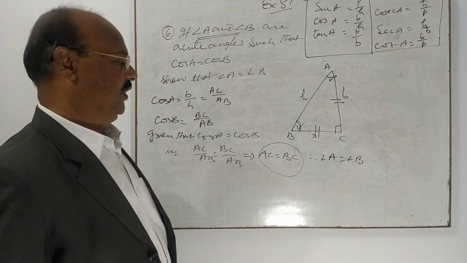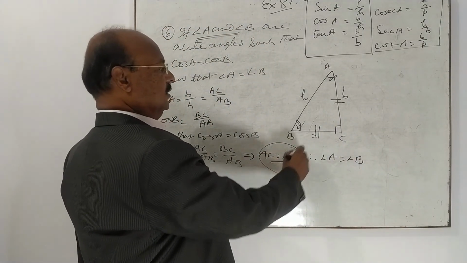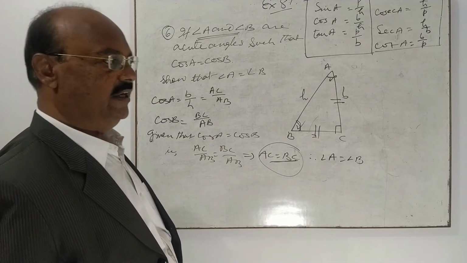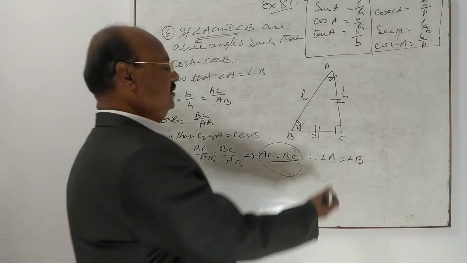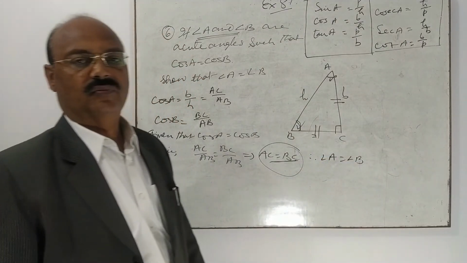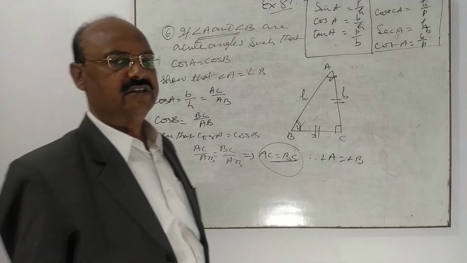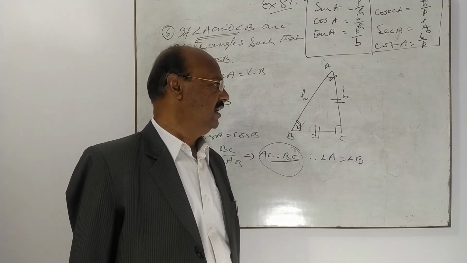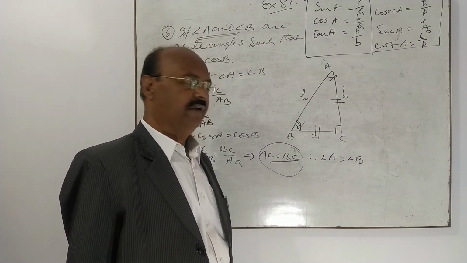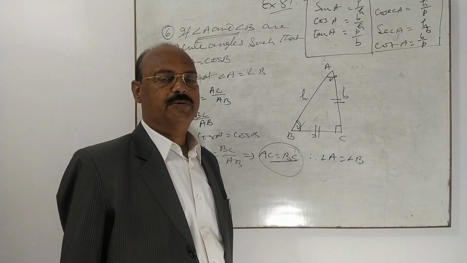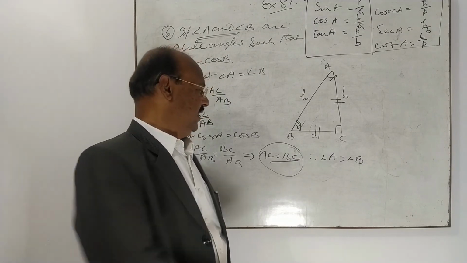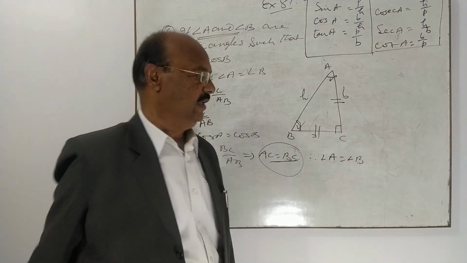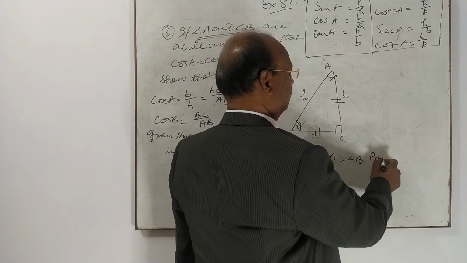Why? Because AC is equal to BC, which means the triangle is isosceles. In any triangle, angles opposite to equal sides are equal. If angles are equal, sides will be equal; if sides are equal, angles will be equal. So here the sides AC and BC are equal, so the opposite angles A and B will be equal. So we have proved it.